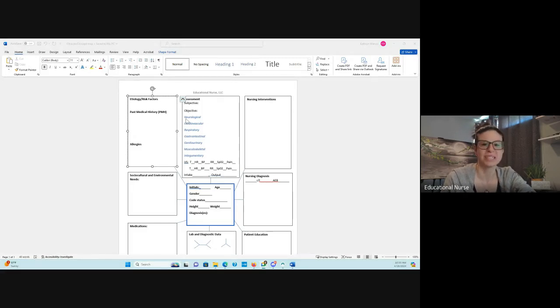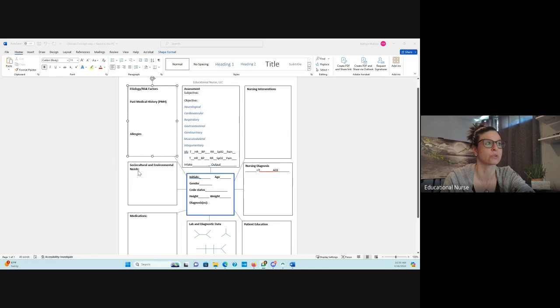Okay. So as you see here, this is the concept map. It starts off with the etiology and risk factors. Then it goes into the past medical history and allergies. This starts with what is the etiology and risk factors that this patient has and why they're being admitted into the hospital. So with their past medical history and allergies, what is within this criteria that makes them at risk for being in the hospital?